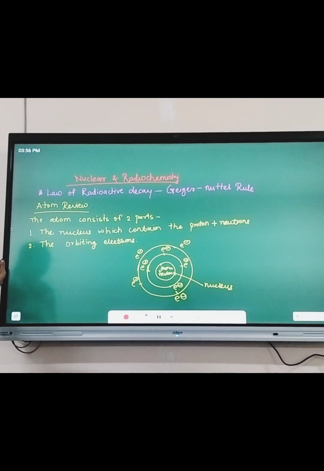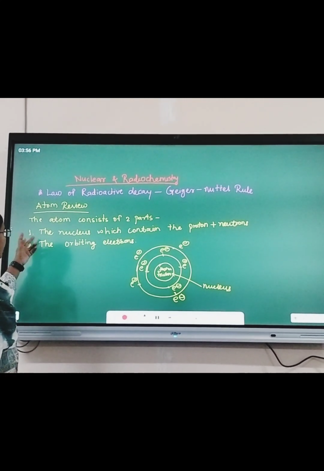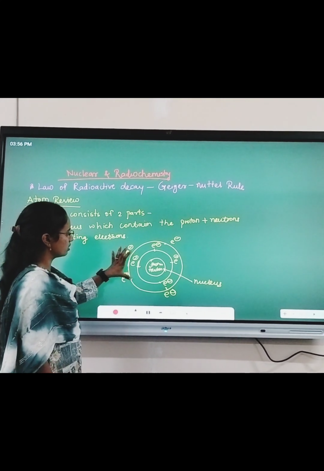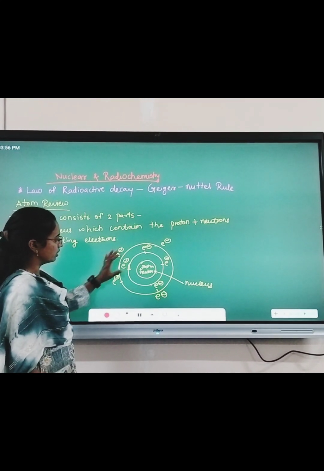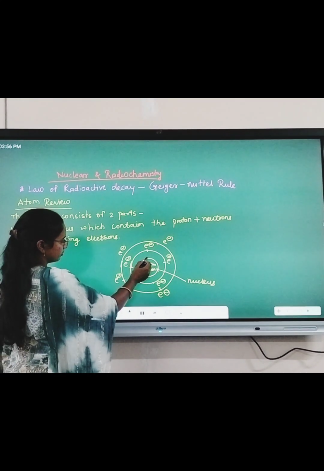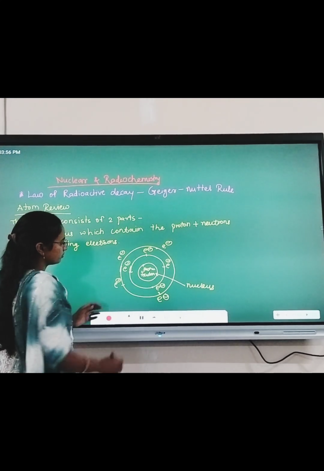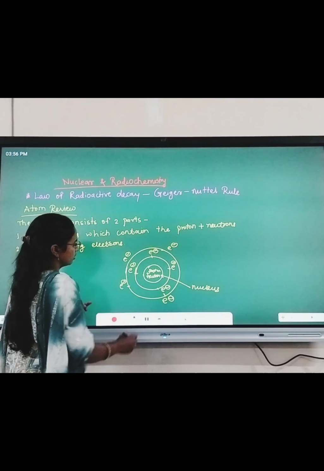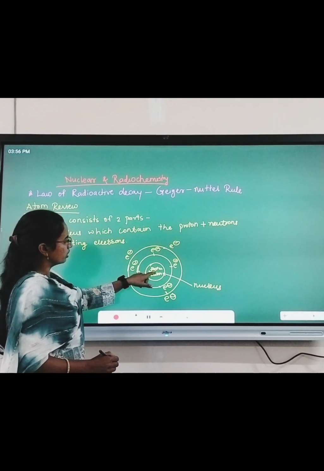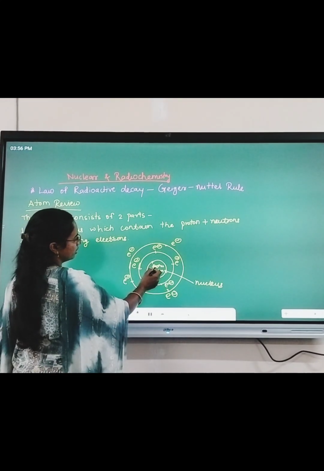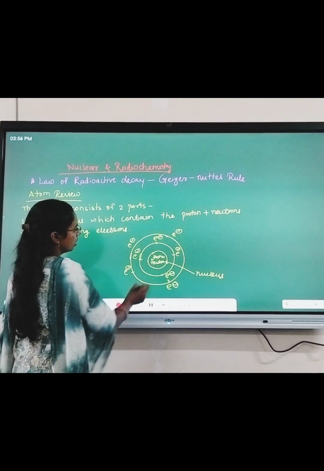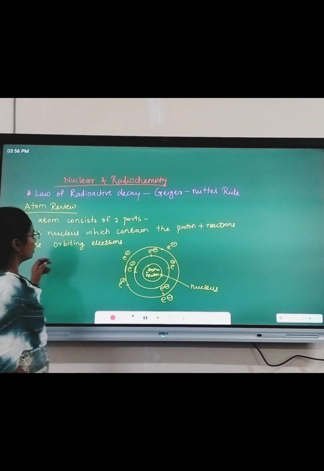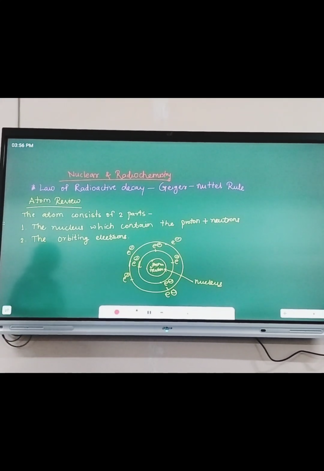We know that there are two parts in an atom. The nucleus. Suppose this is the structure of the atom, and this is the shell. Suppose this is the nucleus. In this nucleus, we know that there is a presence of protons and neutrons, and these are the orbiting electrons.